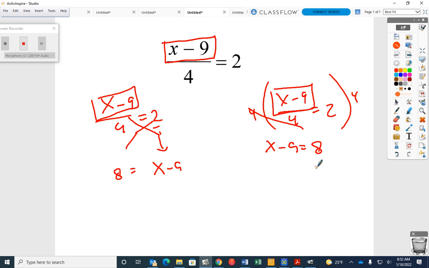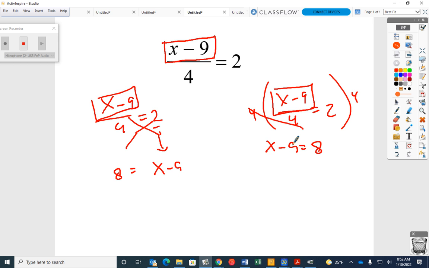Either way you do it, what do I still have? What do I still have? X. I have turned this from a two-step into a what? A one-step equation. If I go this method, I have an x and I have a negative 9. Here I have an x and I have a negative 9.